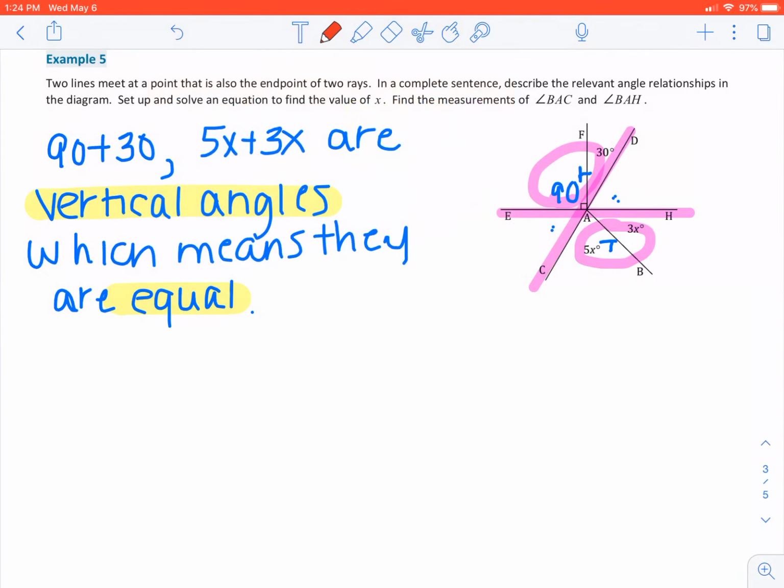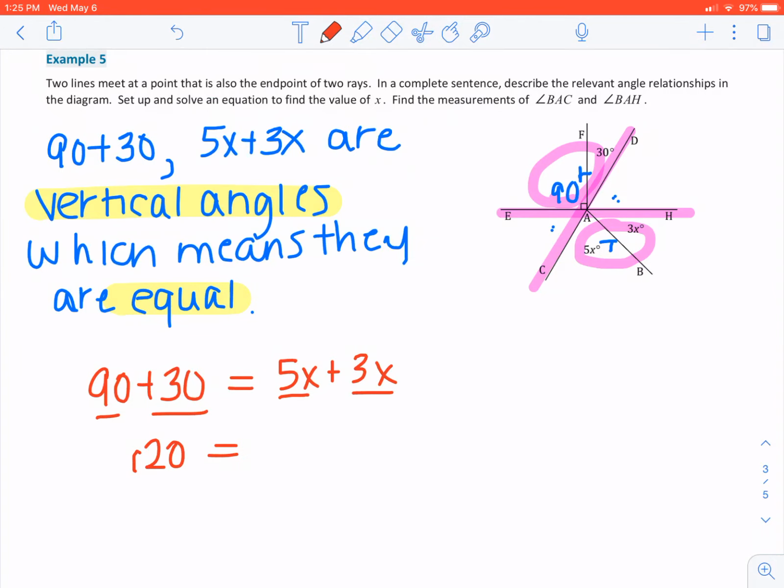So let's set up our equation. So we have the 90 plus 30, that's one of the angles, which is equal to the other angle, which is 5x plus 3x. So let's do some math. 90 plus 30, that gives us 120. 5x plus 3x gives me 8x. Let's divide both sides by 8. So 120 divided by 8 gives me 15 degrees. All right, so let's see here. It says find the value of x. We did that. Here's our value of x.